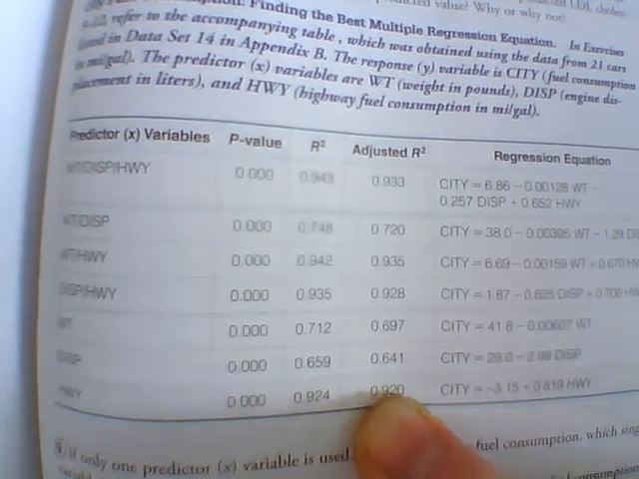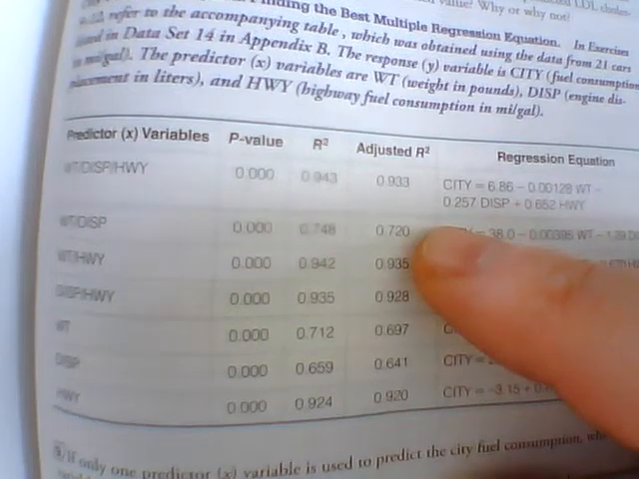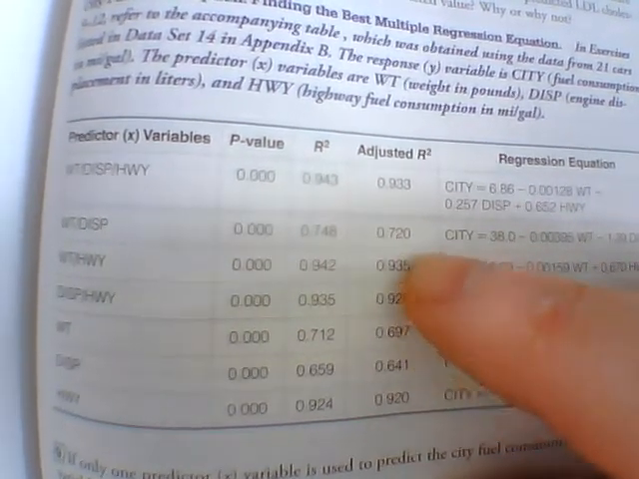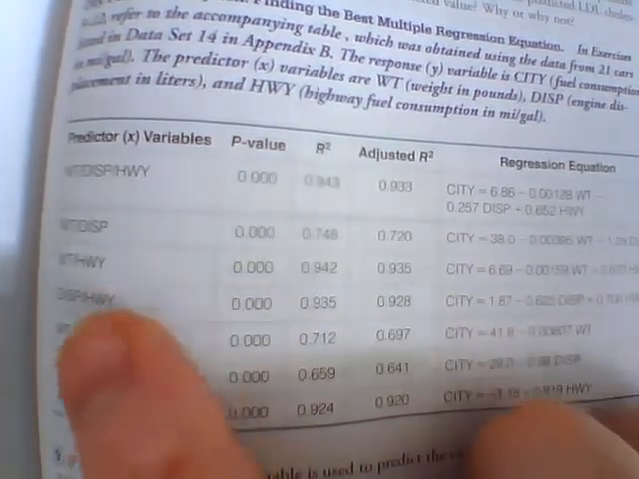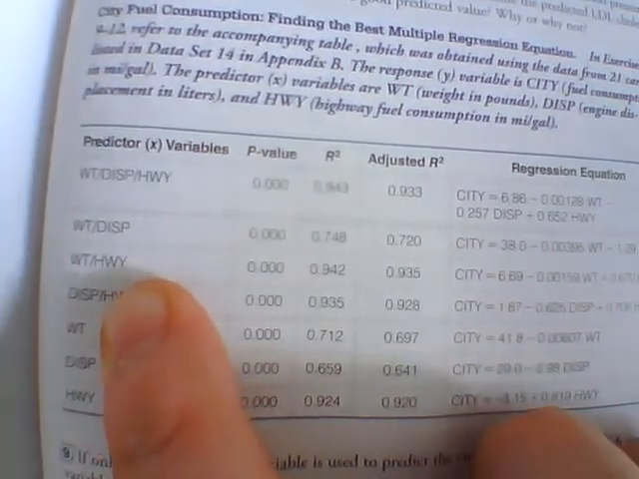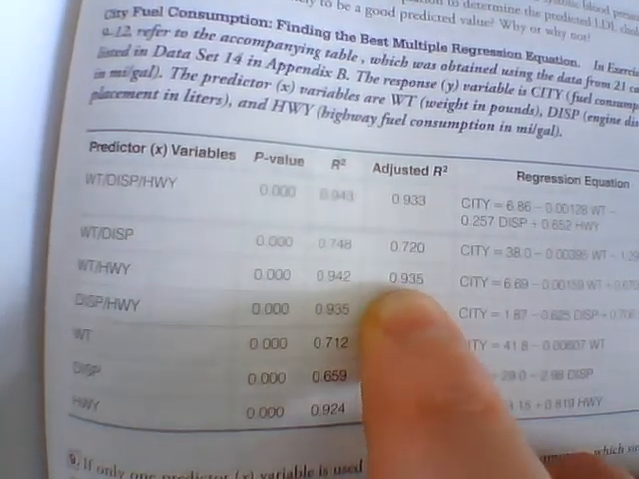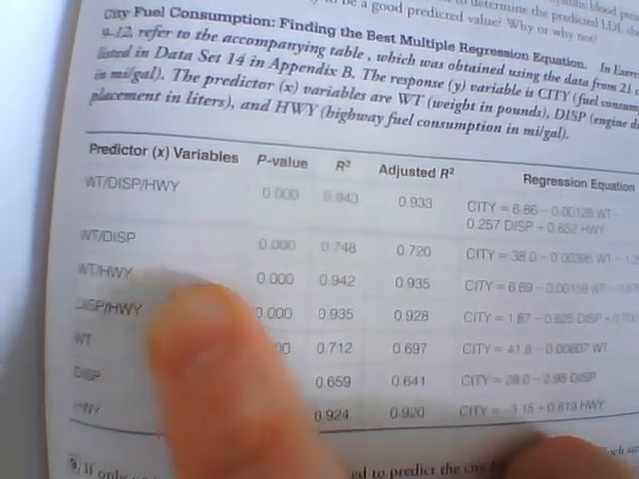If we said exactly two factors, two factors would be these here. We notice we have 0.720, 0.935, 0.928. Now notice 0.935 and 0.928 are very close to each other. They both have weight and highway, or displacement and highway. We see 0.935 is the highest right here, so that would be the weight and highway.